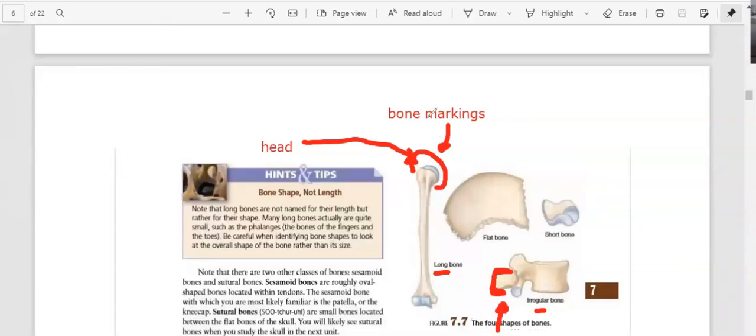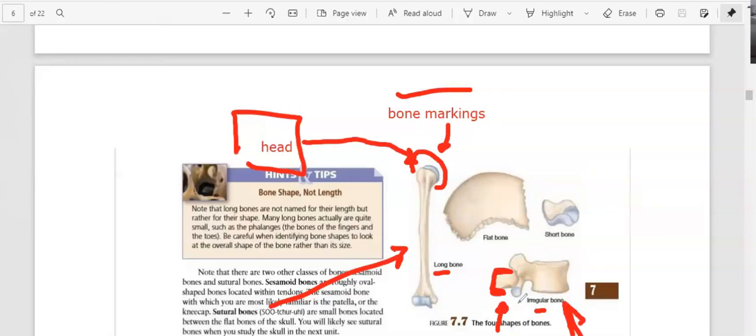So bones are going to have different bone markings, but these are not necessarily the same in all the bones. Some bones may have a head, as I show you right here. Some bones may have a process, as I show you right here, but they are not the same bone. Most of the bones in our body have their own name. For example, this bone right here is the humerus. This bone right here is the vertebrae. And this process right here is called the vertebral or spinous process because it's located in your vertebrae.